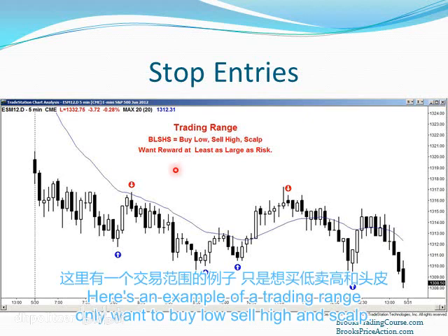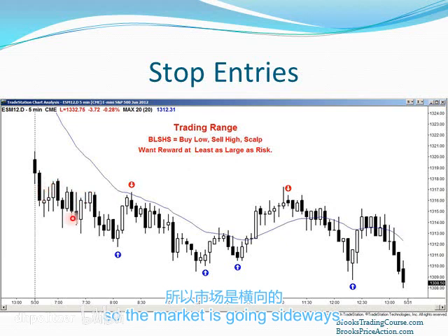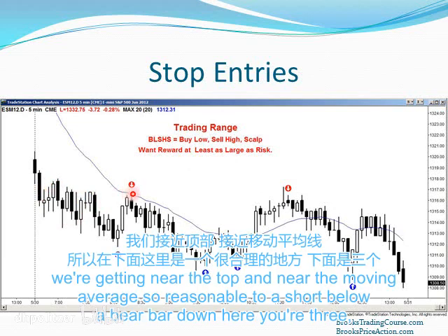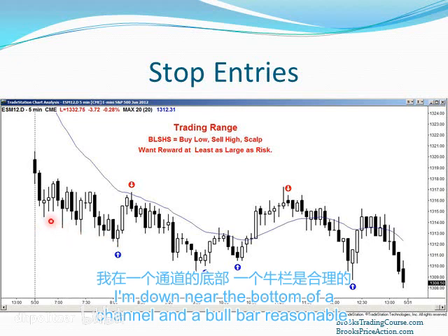Here's an example of a trading range. You want to buy low, sell high, and scalp. You want a reward at least as large as your risk. Okay, so the market is going sideways. We're getting near the top and near the moving average, so reasonable to short below a bear bar. Down here, 3, 4, 5 pushes up. I'm down near the bottom of a channel and a bull bar, reasonable long.